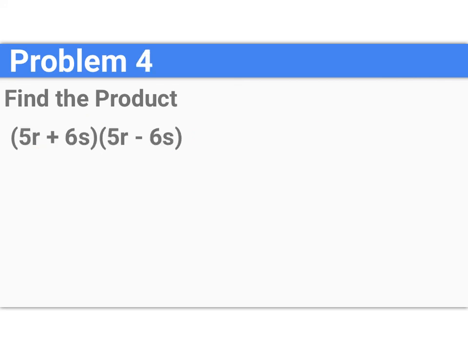And so let's look at the difference of squares. If we square the first one, we get 25r squared minus the square of the last one, 36s squared. And there you go, a difference of squares.